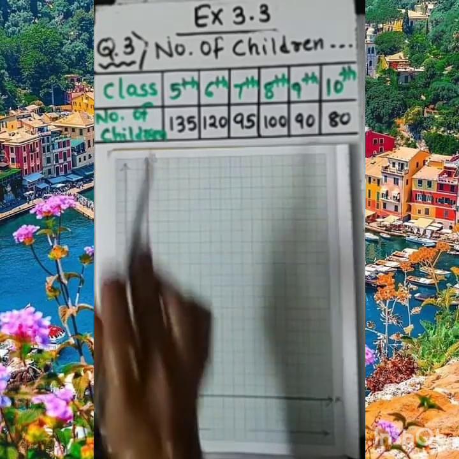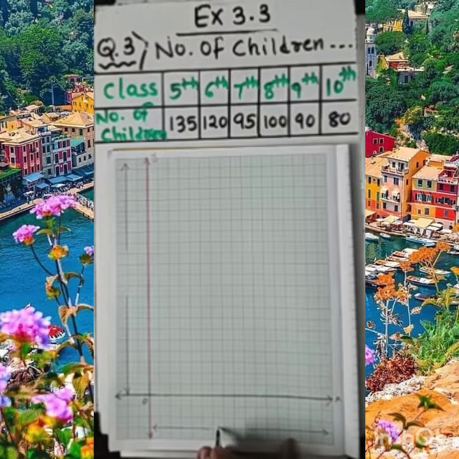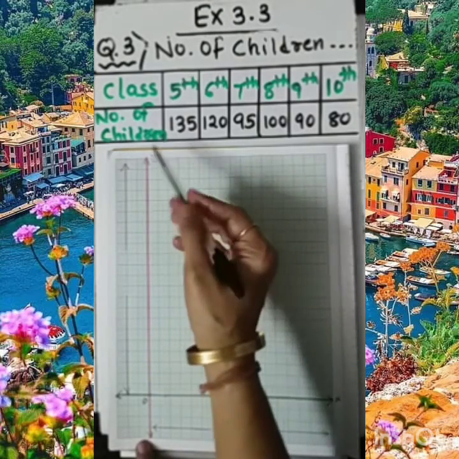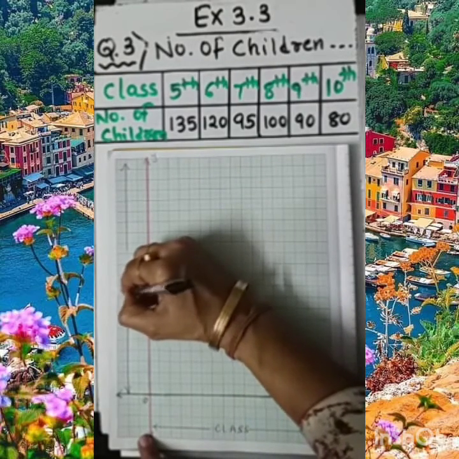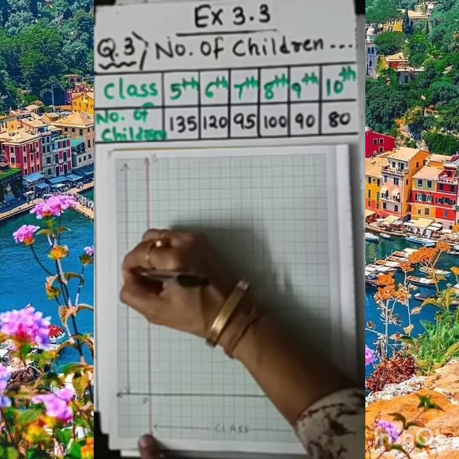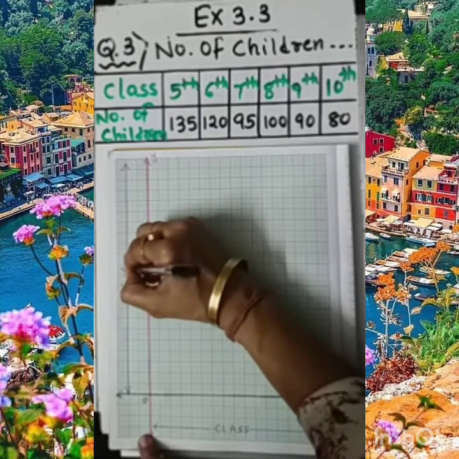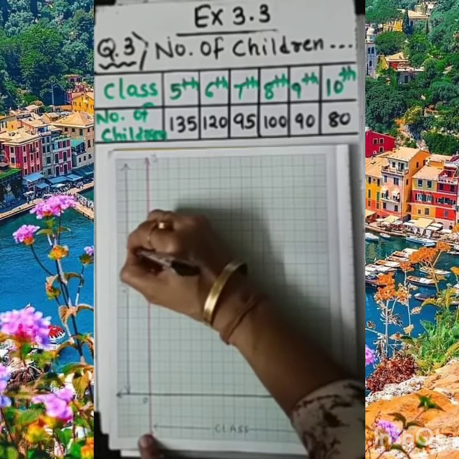So here it is class. So I am mentioning here it is class. This is on the x-axis I am choosing. On the y-axis, number of children. So I am mentioning here these are number of children. Number of children I am mentioning here.